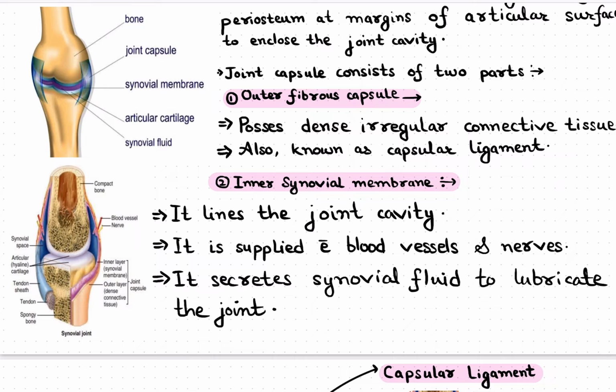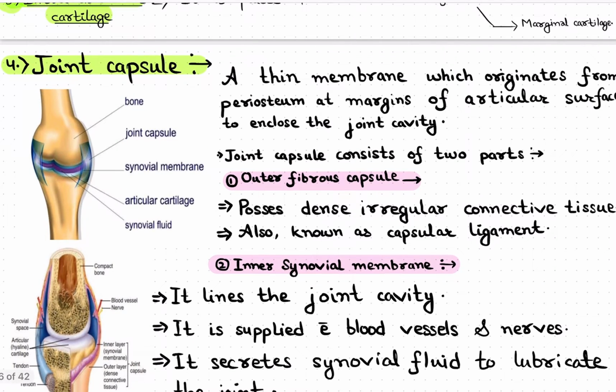Okay. So now let us study about inner synovial membrane. It lines the joint cavity. Inside this space you will find the joint cavity, and this joint cavity is lined by inner synovial membrane. This inner synovial membrane is supplied with blood vessels and nerves. I write this with this particular sign. It secretes synovial fluid to lubricate the joint, to reduce the friction between these two articulating surfaces. There is a fluid filled between these two bones in the joint cavity, which is known as synovial fluid, secreted by synovial membrane, which is a part of joint capsule.